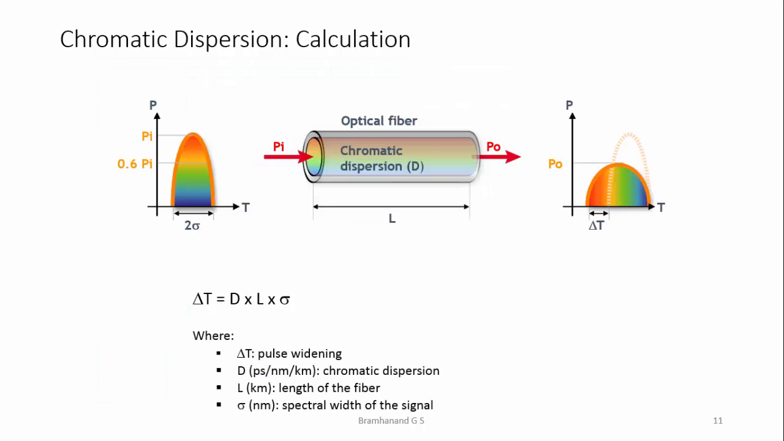Chromatic dispersion also varies based on the data rate. Pulse widening is calculated as the chromatic dispersion in picoseconds per nanometer per kilometer, times the length of the fiber, times the spectral width of the input signal.